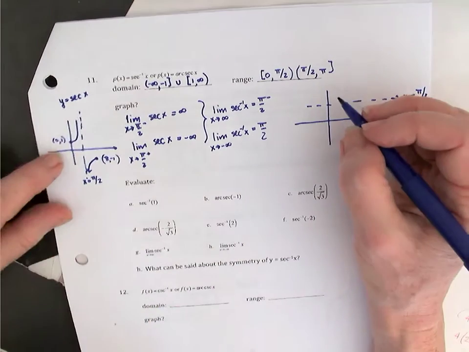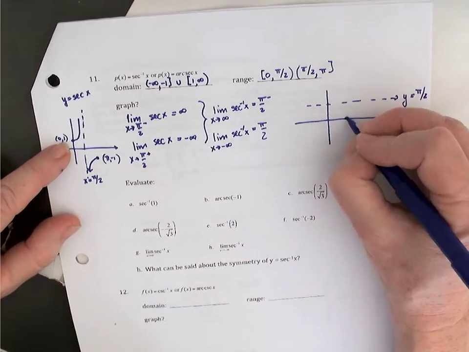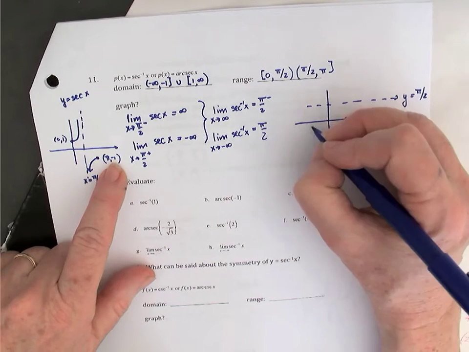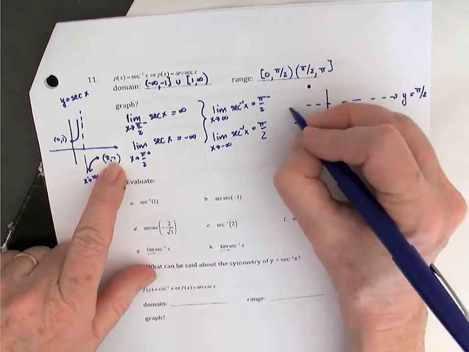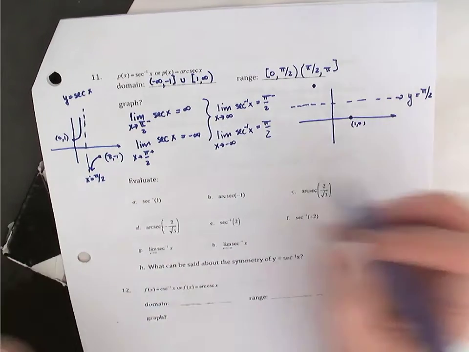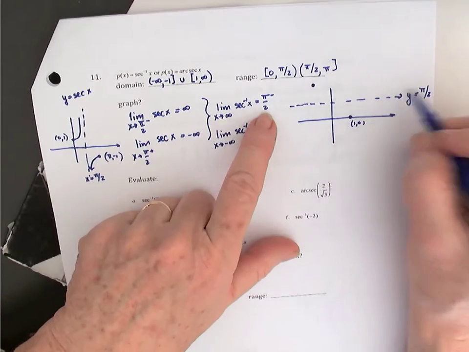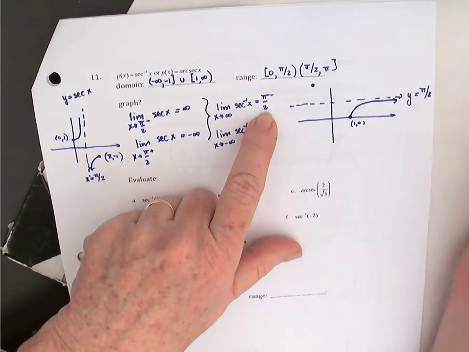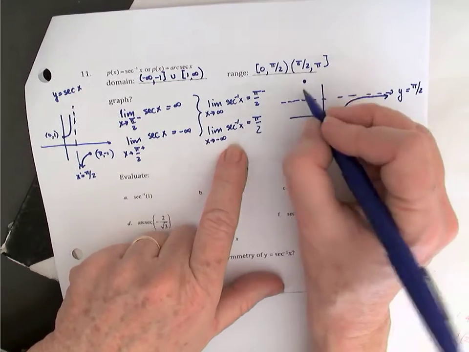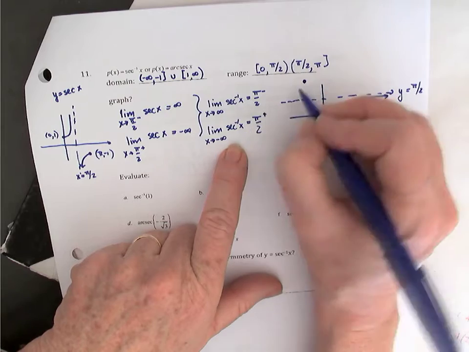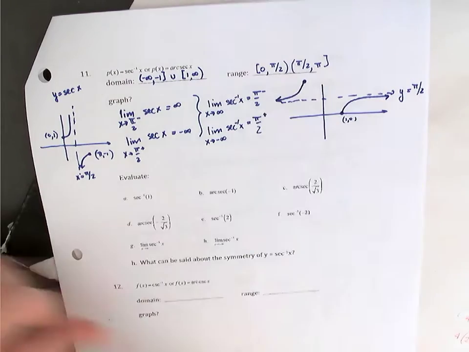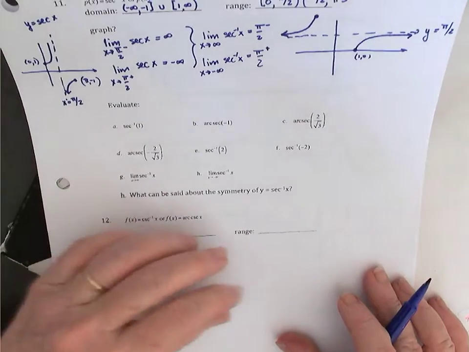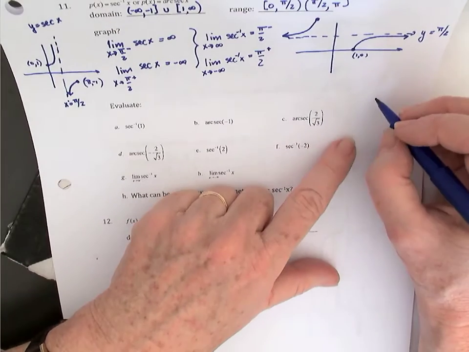So let's get some ordered pairs. (0, 1) is going to become (1, 0). And (pi, -1) is going to become (-1, pi), which is going to be up here. And then I'm just going to use my asymptotes. As x approaches infinity, the graph has got to get very close to pi over 2, and it's always going to be a little bit beneath it. As x approaches negative infinity, whoops, we're going to get very close to pi over 2 and be a little bit above it.